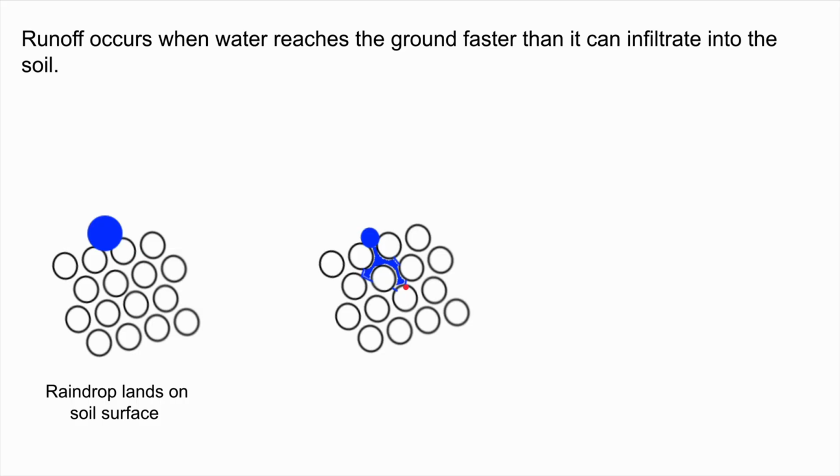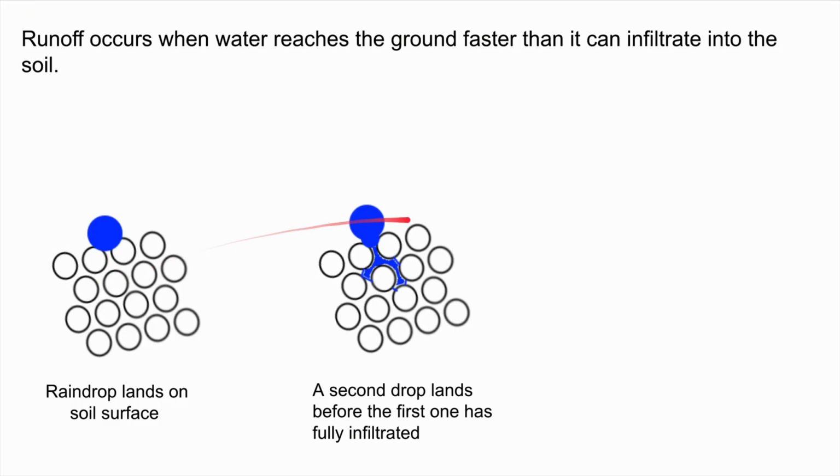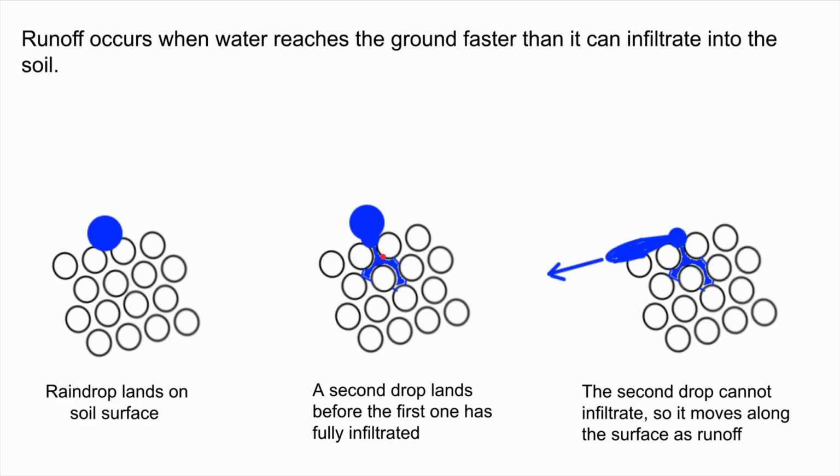But look what happened. Another raindrop landed on top of it before it got a chance to do that. Now this one, when it landed, there was nothing but air underneath it so it could move in. This one lands on it. Hey, these pores are already occupied by water. It can't move in. So if it can't move into the soil, it's going to move horizontally across the surface of the soil, and that's what we call runoff.